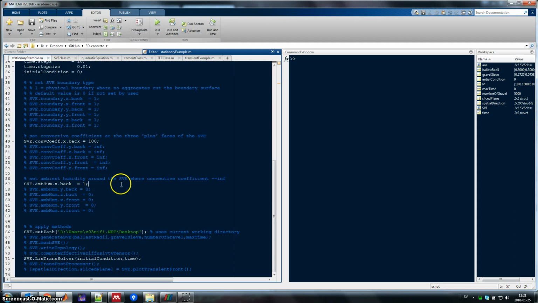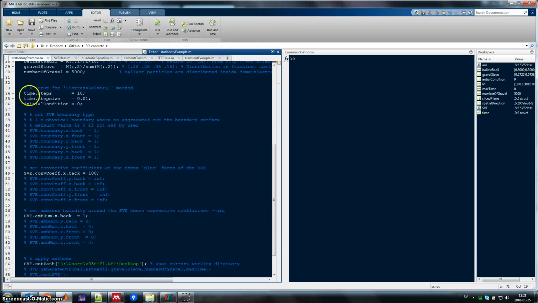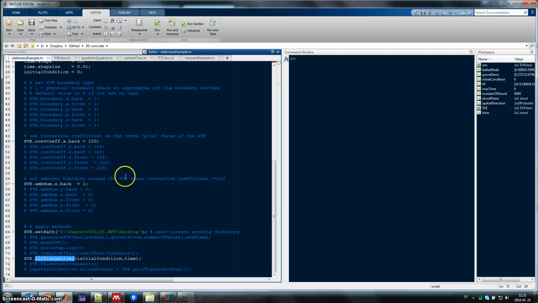Okay, so those are the parameters that you need to set, and then we do the simulation by invoking this method, LinTransSolver, as I said, and this one takes initial condition and time as input. So time was this structure here, and then we have the initial condition. Okay, so we run the method, and I pause the video now.